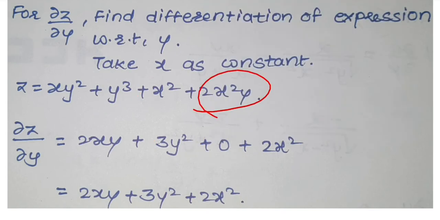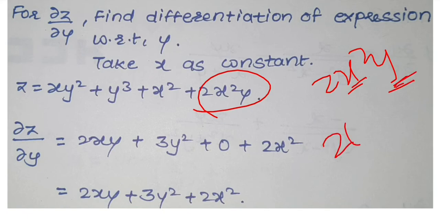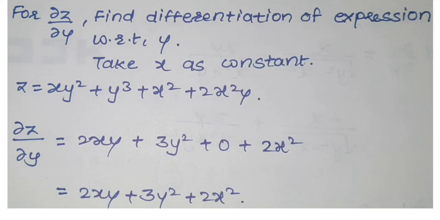And in this 2x square y term, x square is constant and y is a variable, so differentiation of y will be 1, so we will get 2 into 1 into x square, that is 2x square. Okay, so we get delta z upon delta y equal to 2xy plus 3y square plus 2x square. Okay, that is our answer.